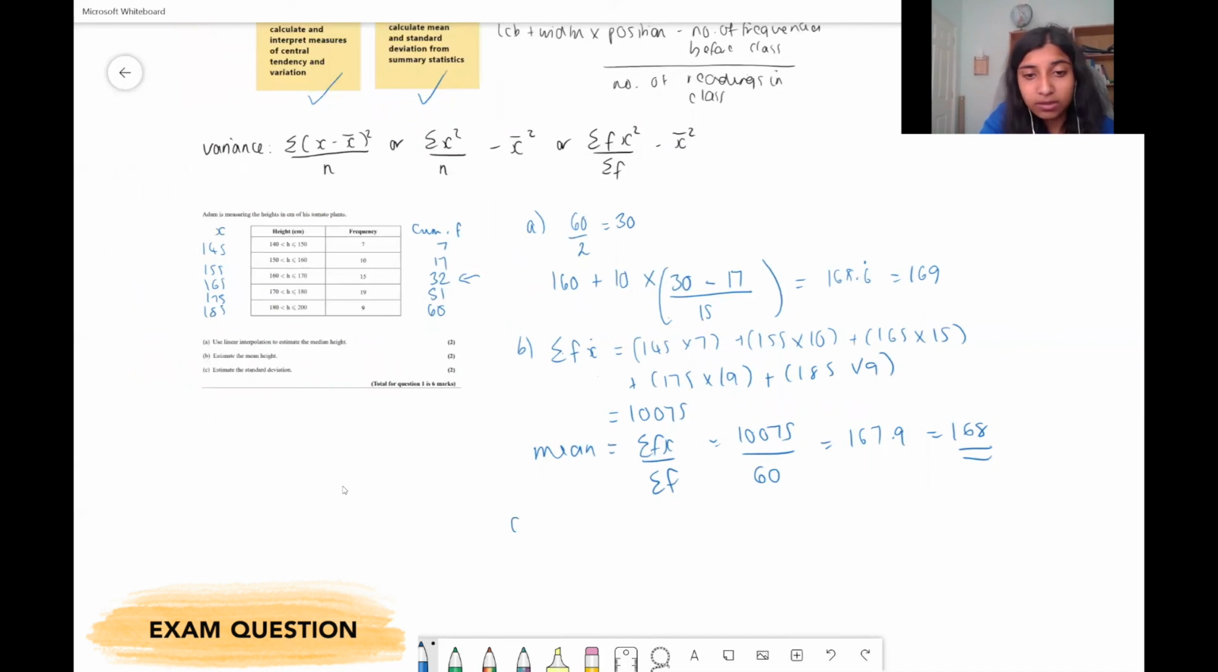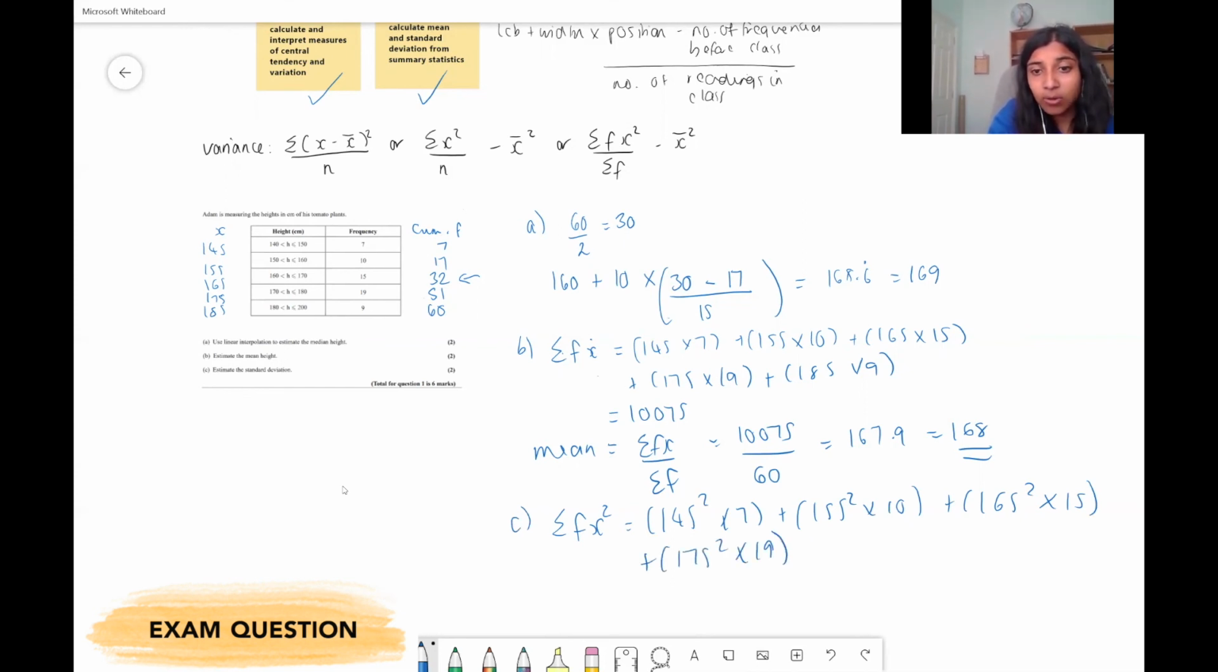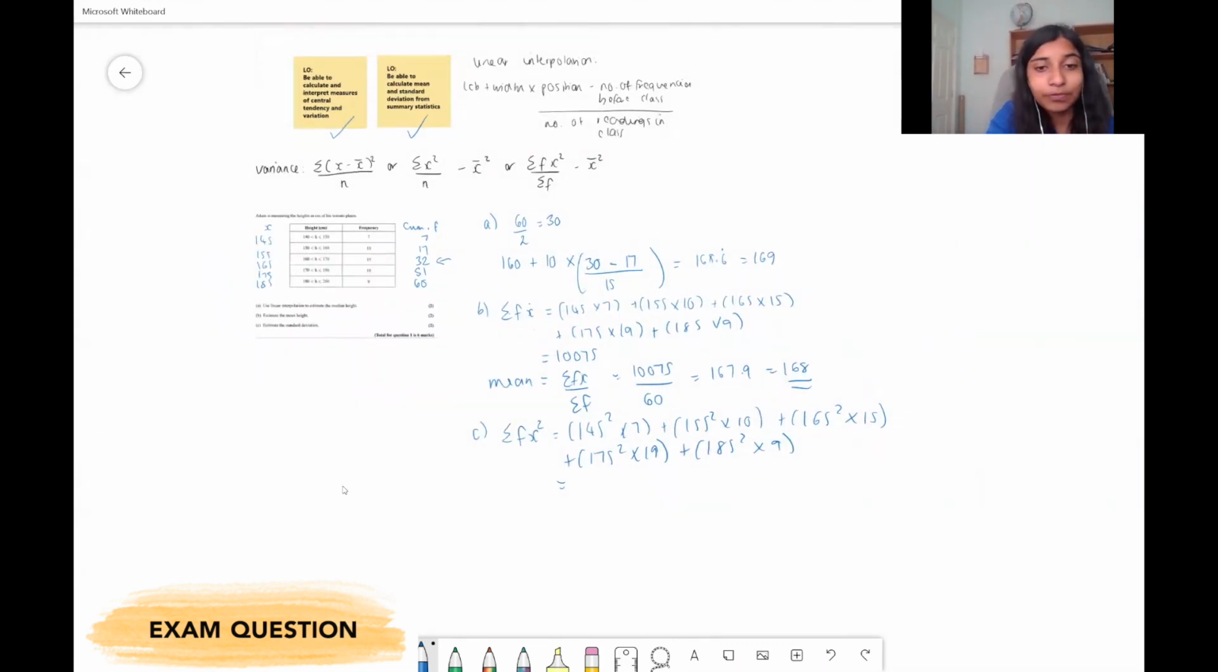Lastly, we want to work out our standard deviation. So we want to do our sum of fx squared. So that would just be equal to 145 squared times 7 plus 155 squared times 10 plus 165 squared times 15 plus 175 squared times 19 plus 185 squared times 9. If you apply that in your calculator, you would get that is equal to 1702575.